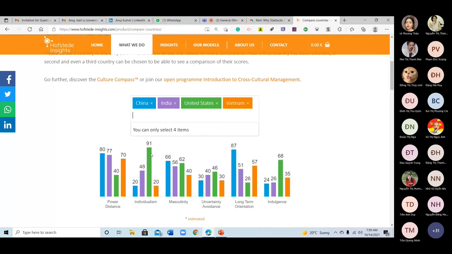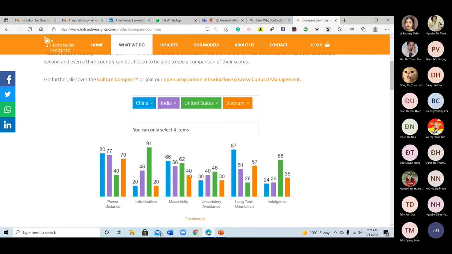Then there is masculinity. The masculinity score is 62 for USA, but for India and China it is 66 and 56. So again, they are masculine oriented, but Vietnam is 40. So it's feminine.